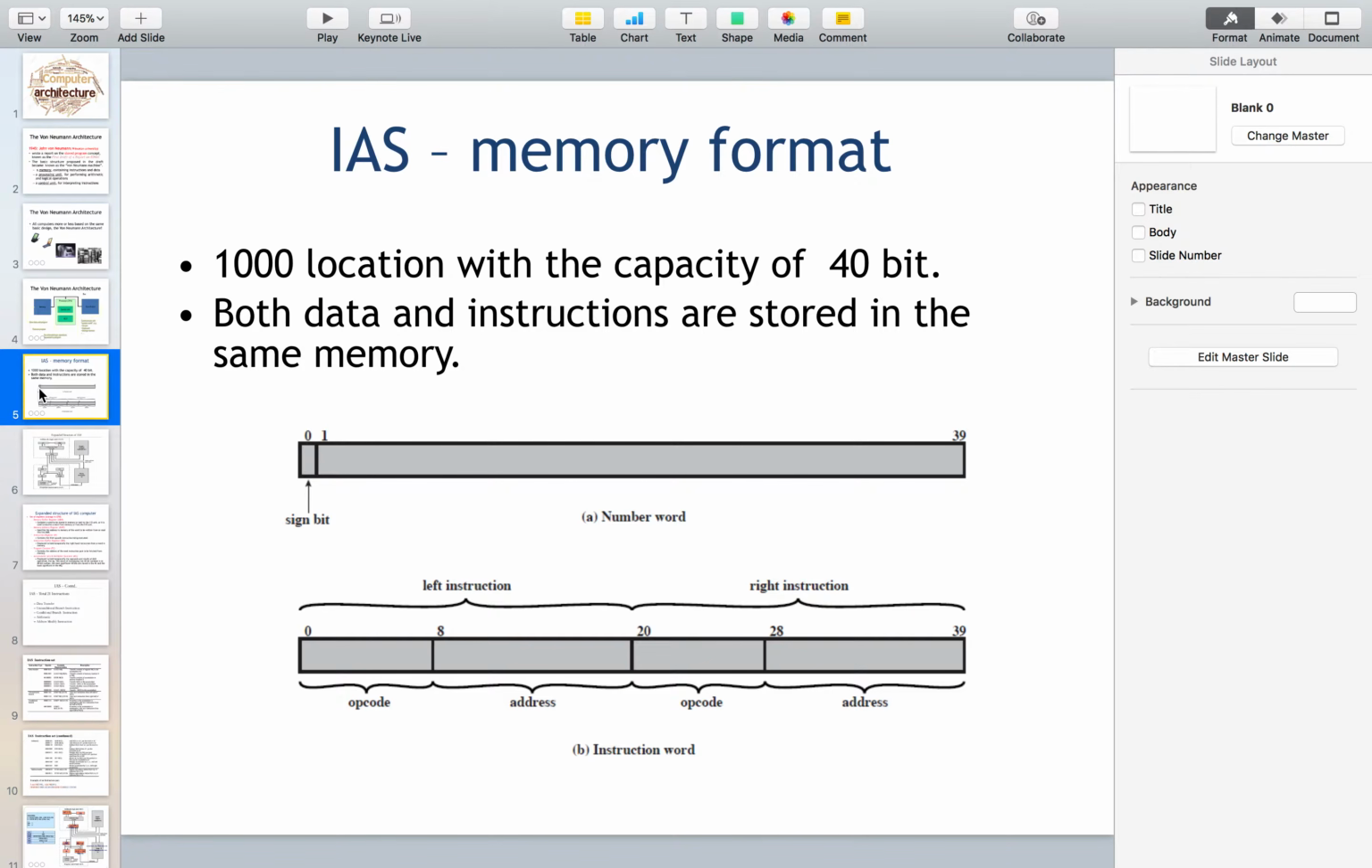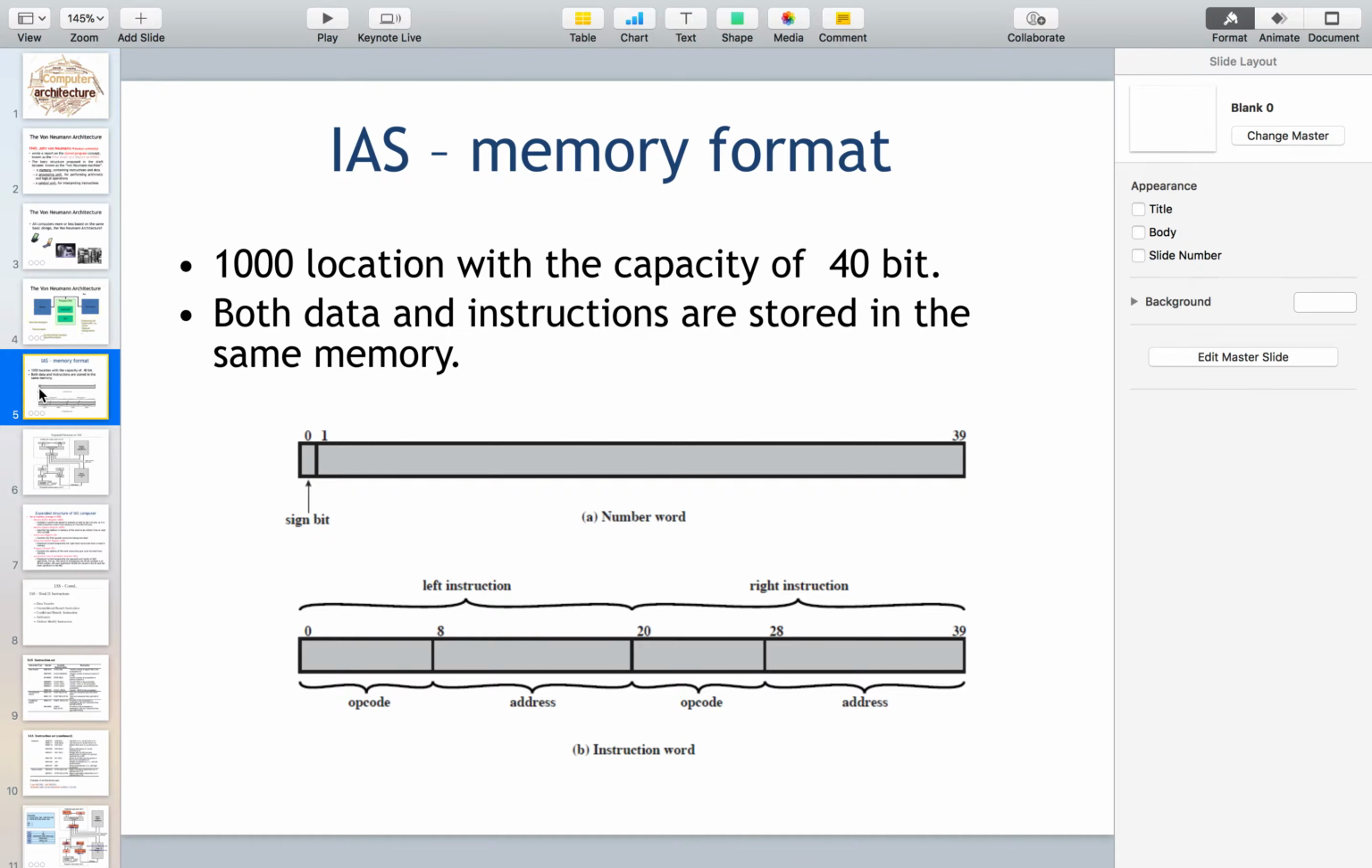Coming next to instruction format. An instruction will be set in terms of words. So 1000 locations means 1000 words. These 1000 words have a total capacity of 40 bits. The memory format can either be given in terms of data or instructions. If I'm giving it as data, the first bit, that is the 0th bit, will be taken as a sign bit, and the next 39 bits will be given for the number, that is the value or the number size.